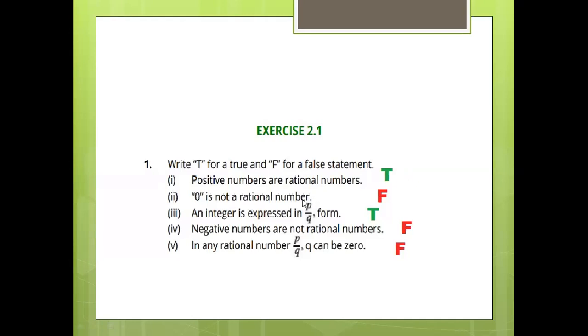0 is not a rational number. So this is false, because we already studied in the definition that the positive, negative, including 0 is a rational number. So this is a false statement. Next, an integer is expressed in p by q form. Yes, you can express it with the numerator and the denominator as integers. So you can express this like this. So this is true.